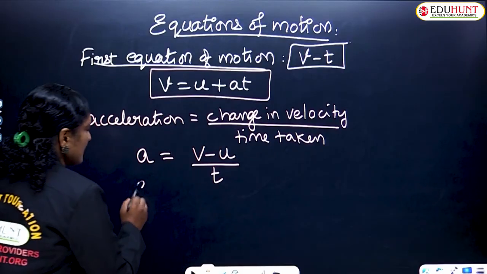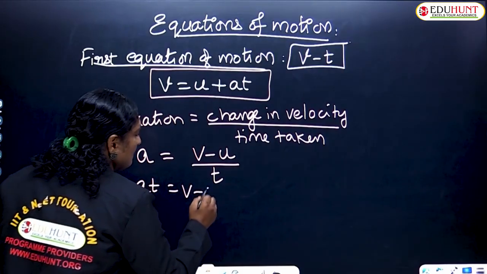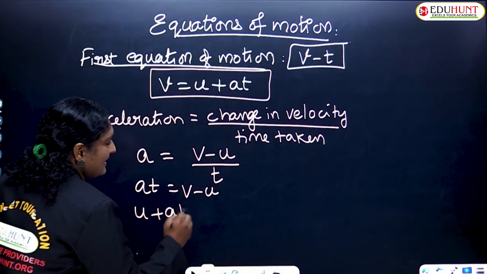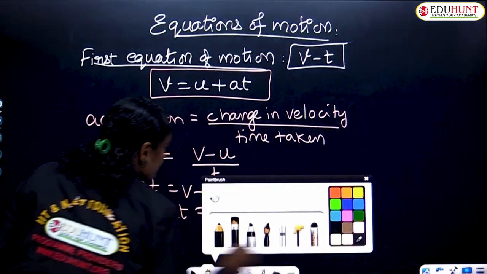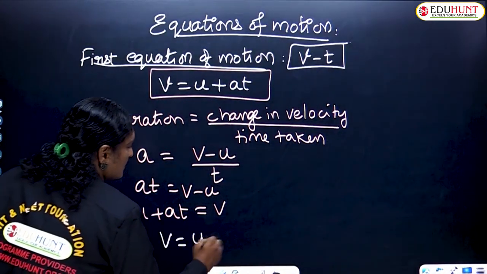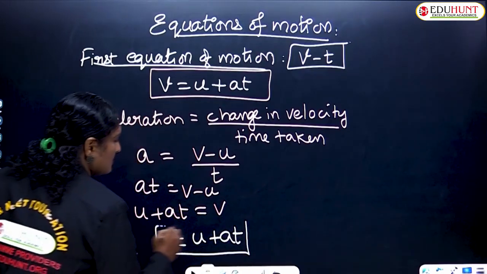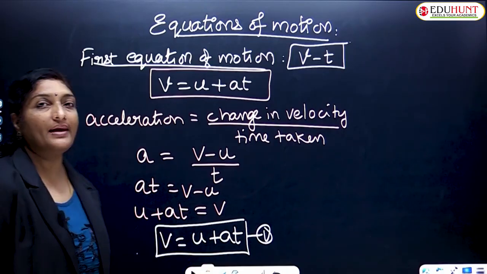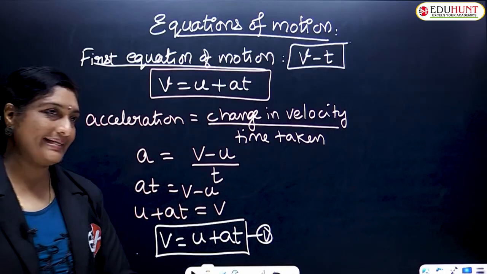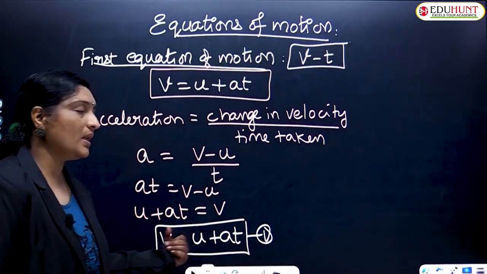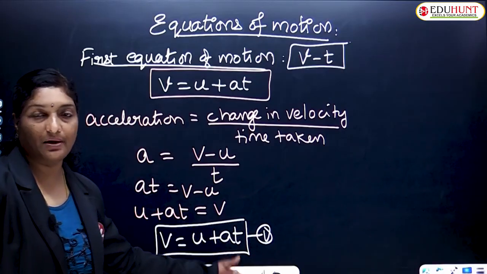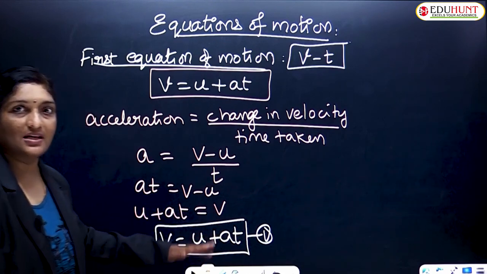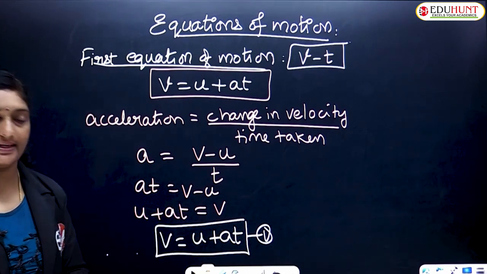Bring this t to the other side, children. Then at equals v minus u. If you bring the minus u to the other side, u plus at equals v, or rearranging the terms, we have v equals u plus at. This is the first equation of motion in kinematics. So children, what is the formula? v equals u plus at, where u is initial velocity, v is final velocity, t is the time limit and a is the uniform acceleration. Try to remember this equation.